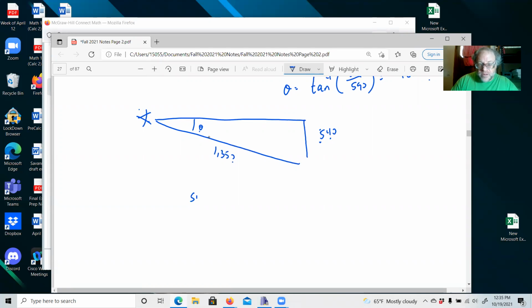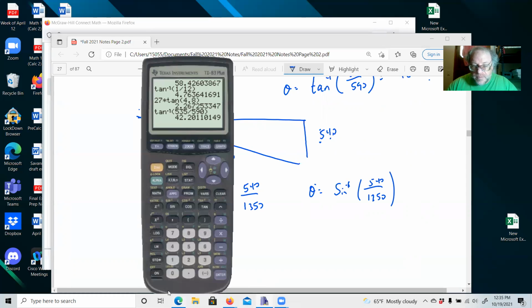So what we're going to say is sine of theta is equal to 540 over 1,350, because sine relates opposite over hypotenuse. Technically, cosecant does too, but we talked about finding inverses of cosecant, and we don't want any part of that. So theta is equal to the sine inverse of 540 over 1,350. We're just going to type that into the calculator.